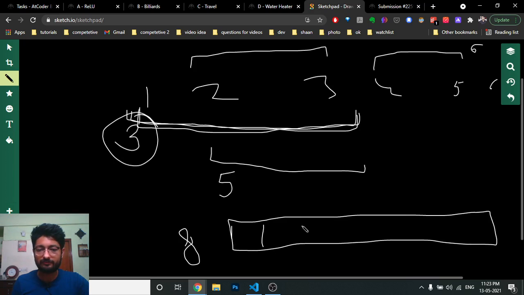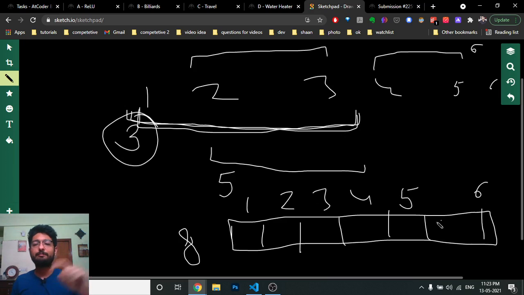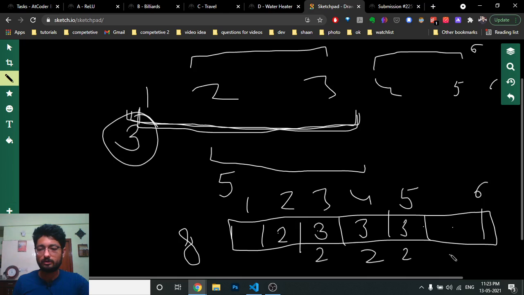of different values. Let's assume positions 1, 2, 3, 4, 5. One person wants water from hour 3 to 5, 3 liters, so I update 3, 3, 3. Another person wants water from hour 2 to 6, 2 liters, so I add 2 to each of those positions. In the end I will know that at this point I require 5 liters, and at this point I require 2 liters.